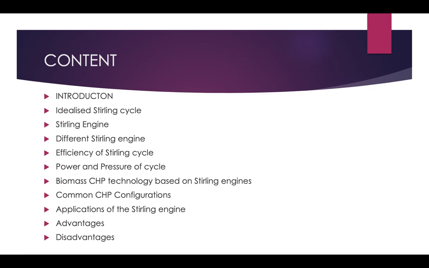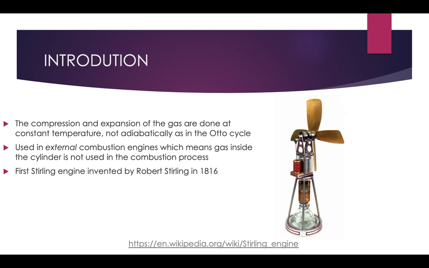Firstly, introduction. After that, idealized Stirling cycle, Stirling engine, different Stirling engines, efficiency of Stirling cycle, power and pressure of cycle, biomass CHP technology based on Stirling engines, common CHP configurations, application of Stirling engine, advantages, and lastly its disadvantages. So, firstly, we are going to study about its introduction.